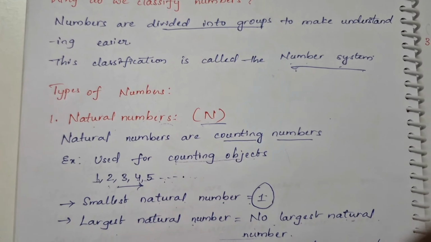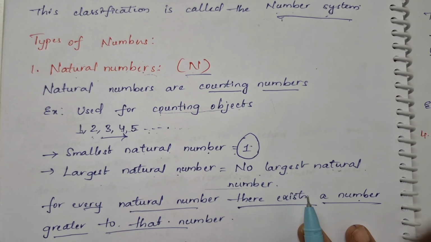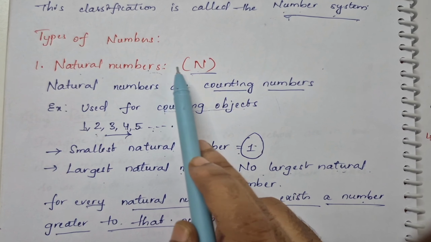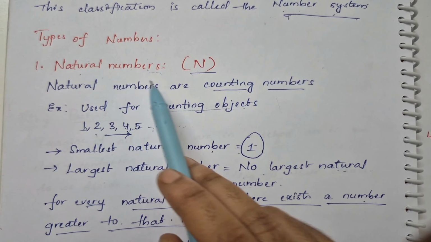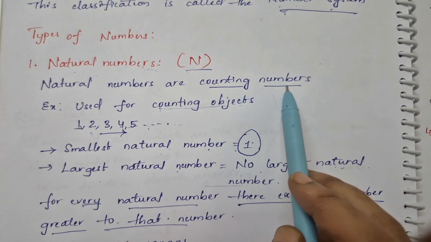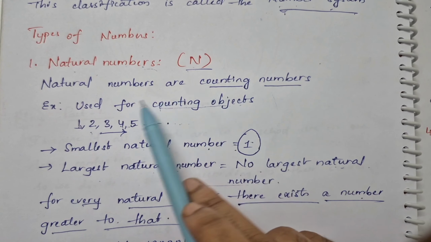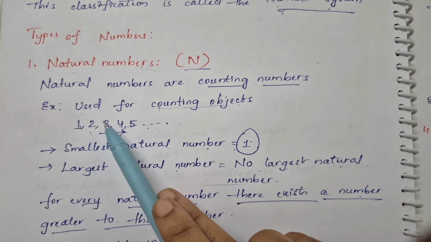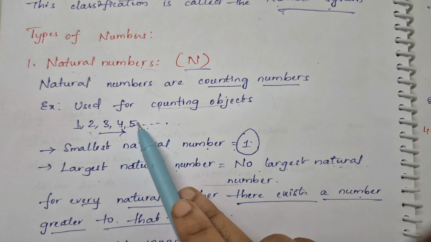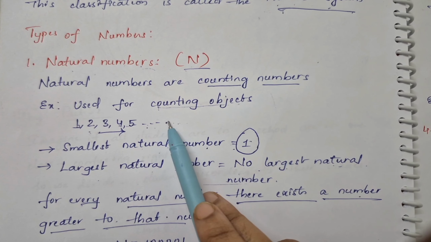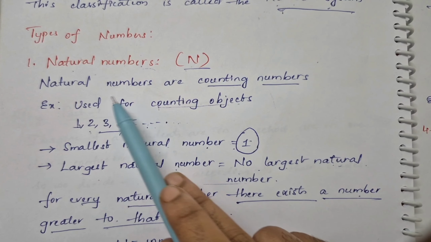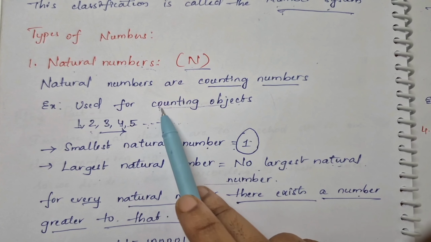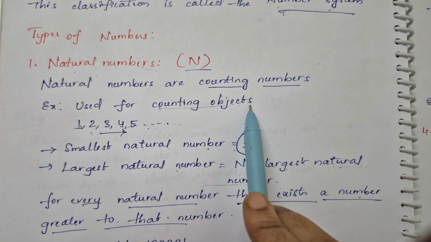So we will discuss now what are the different types of numbers. First one, natural numbers. What are natural numbers? Natural numbers are counting numbers, where we start counting from 1 only. 1, 2, 3, 4, 5 and so on. All these numbers are nothing but natural numbers. We use these natural numbers for counting objects, right?